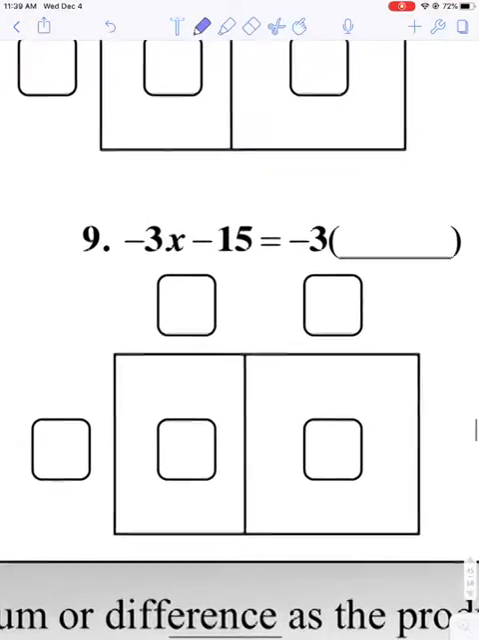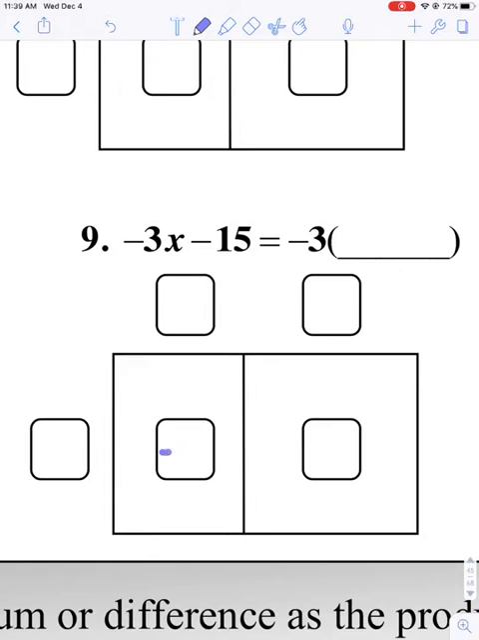Number 9 is kind of interesting too. So right away, I'm going to fill in negative 3x and negative 15 on the insides. That's from the expression they gave me. And they're telling me that I'm pulling out negative 3.